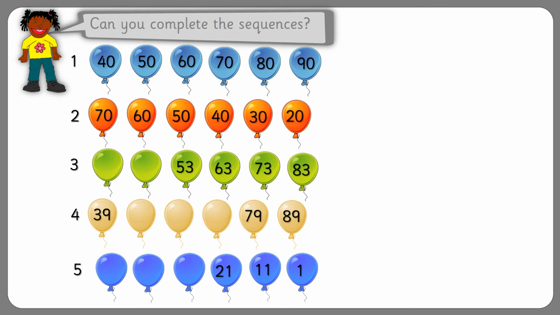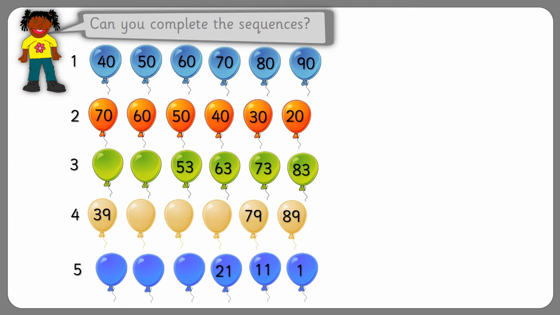Okay, on to number 3 on the green balloons. Now this one's a bit trickier because the missing numbers are at the beginning, so we can have a look at the numbers at the end and work backwards. So it goes 53, 63, 73, 83. So the ones digit is remaining the same. The tens digit is getting larger each time, 50, 60, 70, 80.